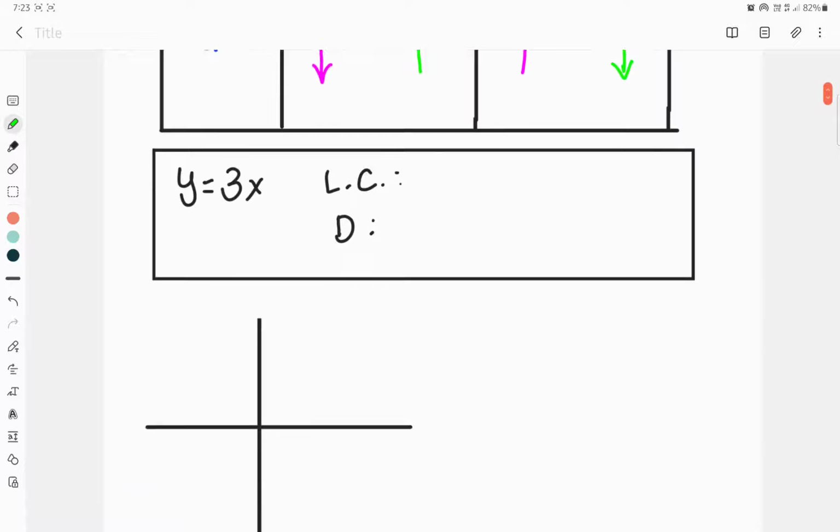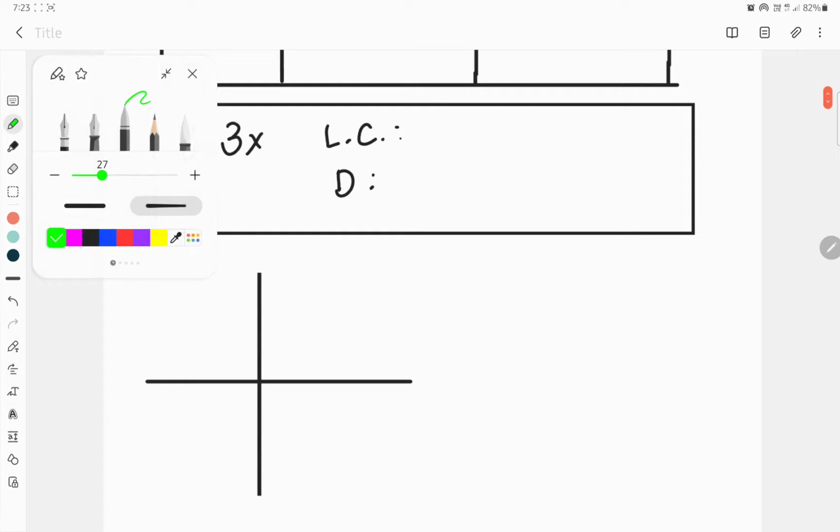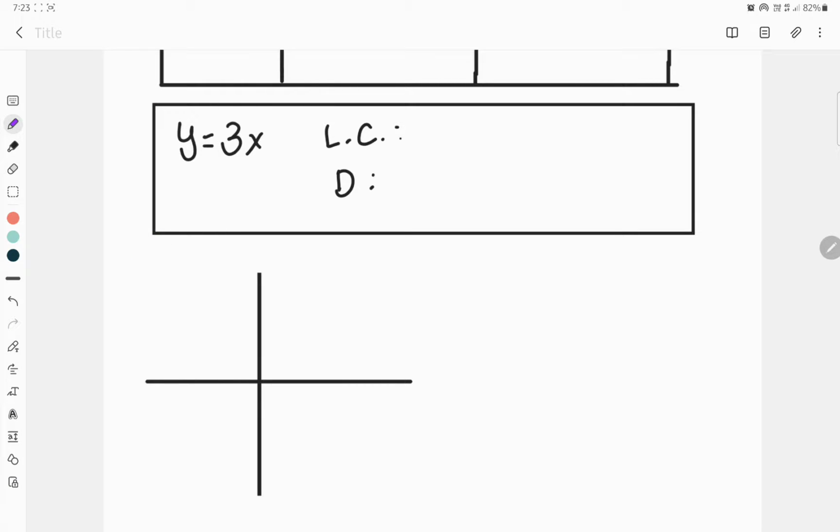Now, I have here an example. Let's have this example: y is equal to 3x. Let's identify the leading coefficient. The leading coefficient is 3, and the degree is 1 because it's linear. Technically, it would intersect at 0. When you sketch the graph, it looks like this one.